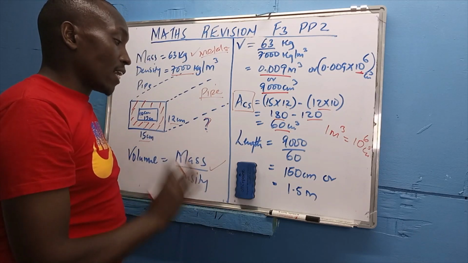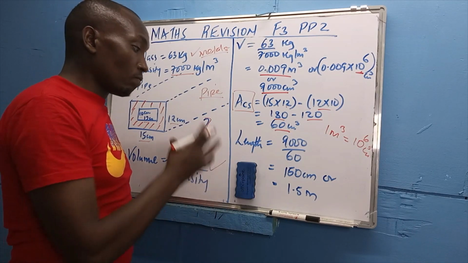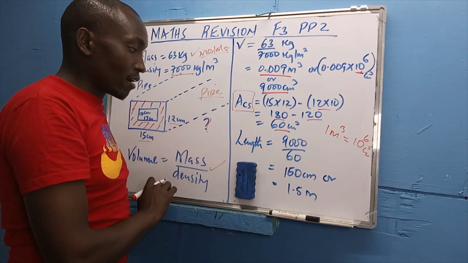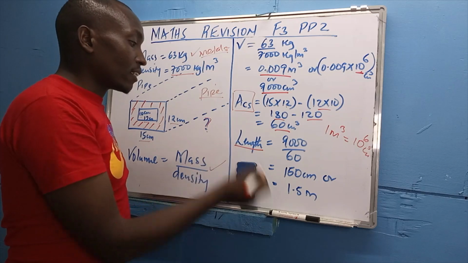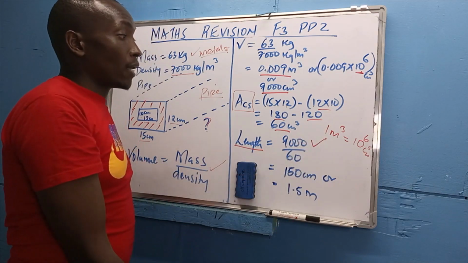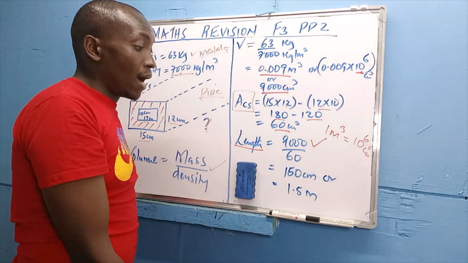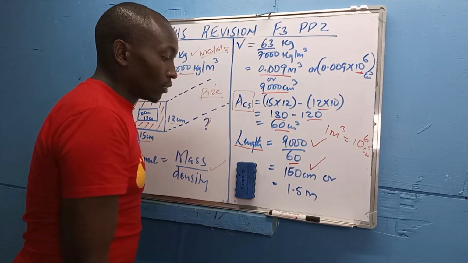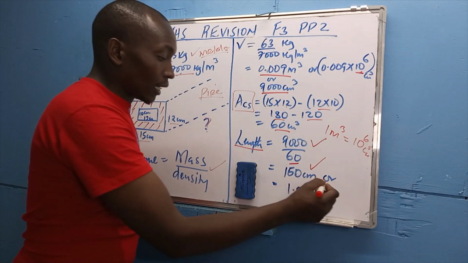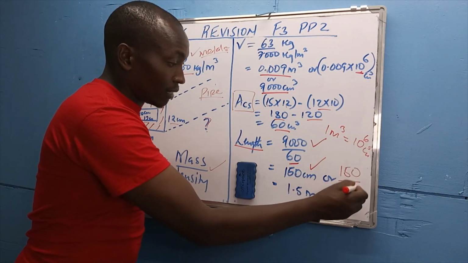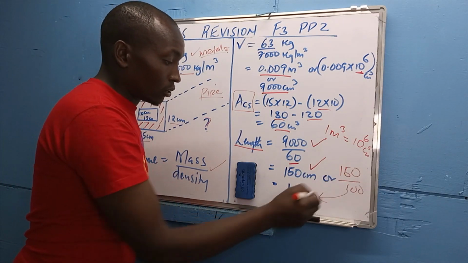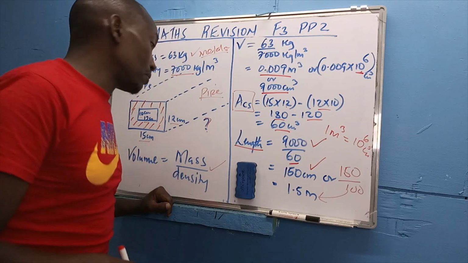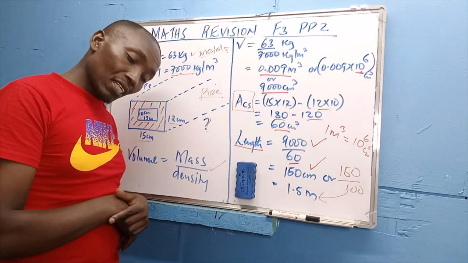For you to find the length of the pipe, remember the volume of the pipe will be the area of the cross section multiplied by the length. So for me to get the length, it will be the volume of the pipe, the material that is used to make the pipe, divided by the area of the cross section. And with that, I'll get 150 centimeters, which I can simply convert. Remember, I can divide by 100, and I'll get 1.5 meters. So the length of the pipe is 1.5 meters.